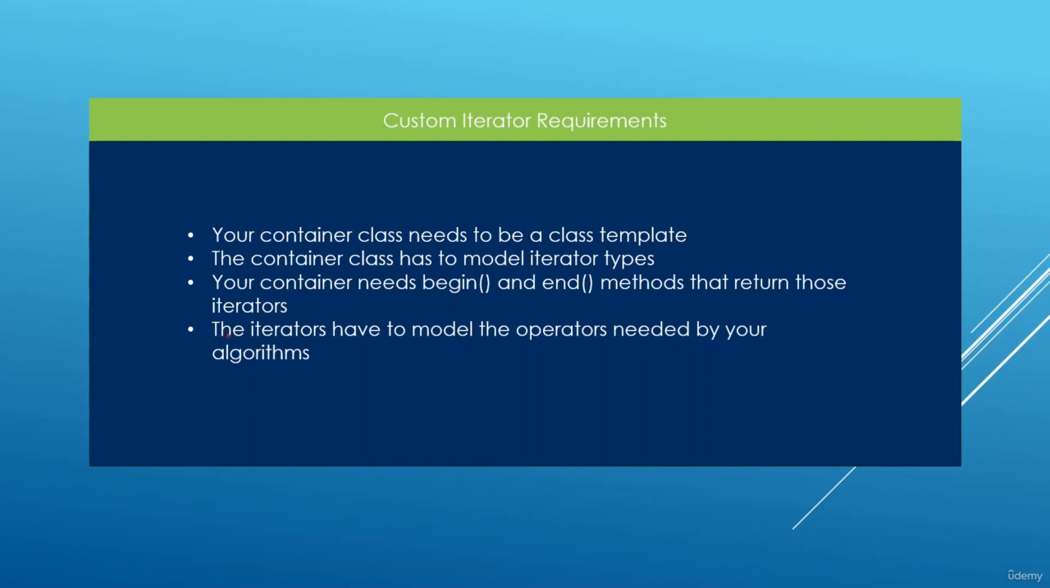Please remember the requirement for your container and iterators that you provide. The container needs to be a class template. We already satisfied this requirement because box container is already a class template. And what we want to do is to model iterator types in our class. And we're going to provide the begin and end methods that are going to be used by algorithms to work with our iterators. And we're going to make our iterator model the operators needed by the algorithms that we want to play with here. And that's going to be the find algorithm, which is going to be our starting point.